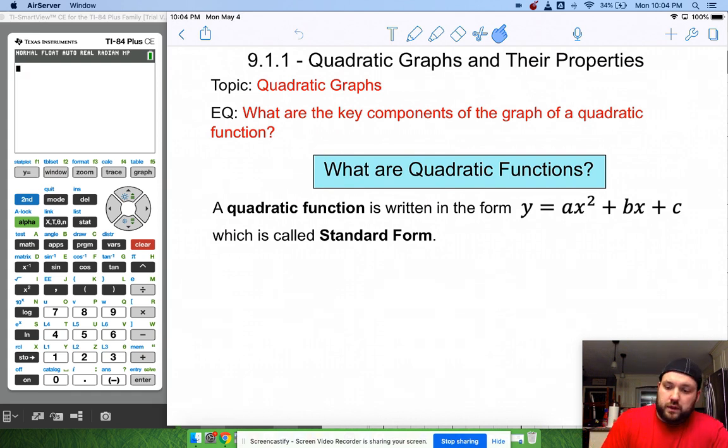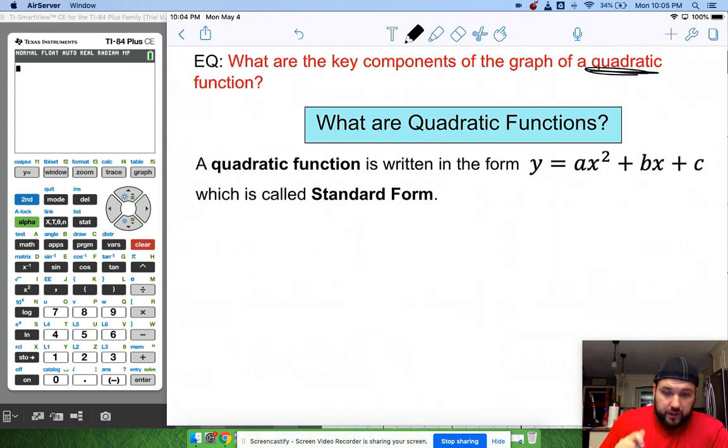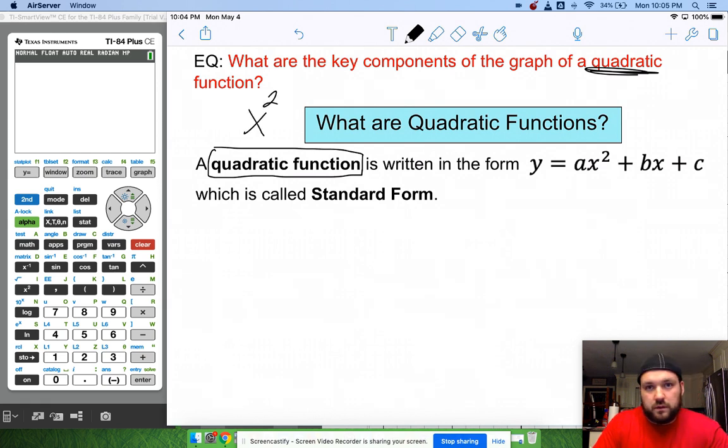So our essential question is: what are the key components of the graph of a quadratic function? The first thing we're going to do is define what that word quadratic means. A quadratic function basically means it has to have x squared in it. We spent a lot of time talking about linear functions, which are y equals mx plus b, where it had an x, but it didn't have x squared.